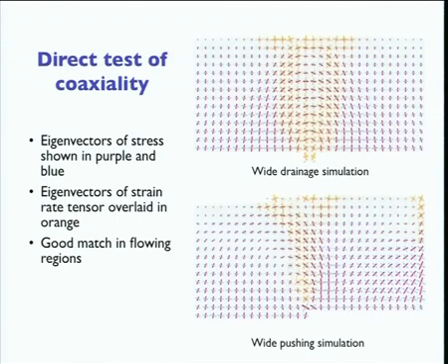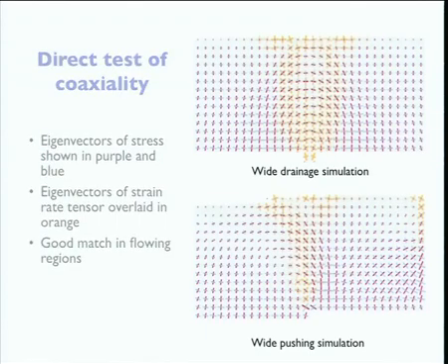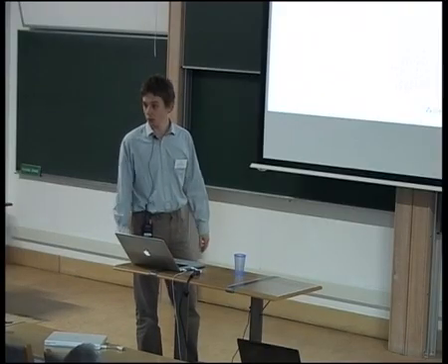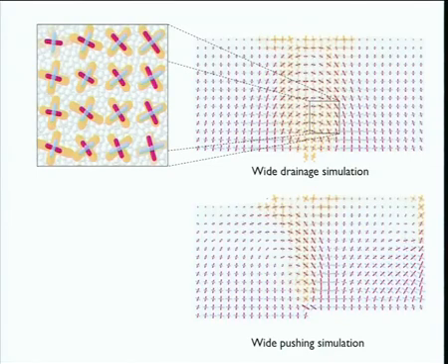Another thing we can do is directly test the coaxiality. What I'm showing here is these little crosses: the purple and blue ones are the eigenvectors of the stress tensor, and the orange ones are the eigenvectors of the strain rate tensor. This is using instantaneous data on a 5D scale. You can see this reasonable approximate agreement, even using instantaneous data.